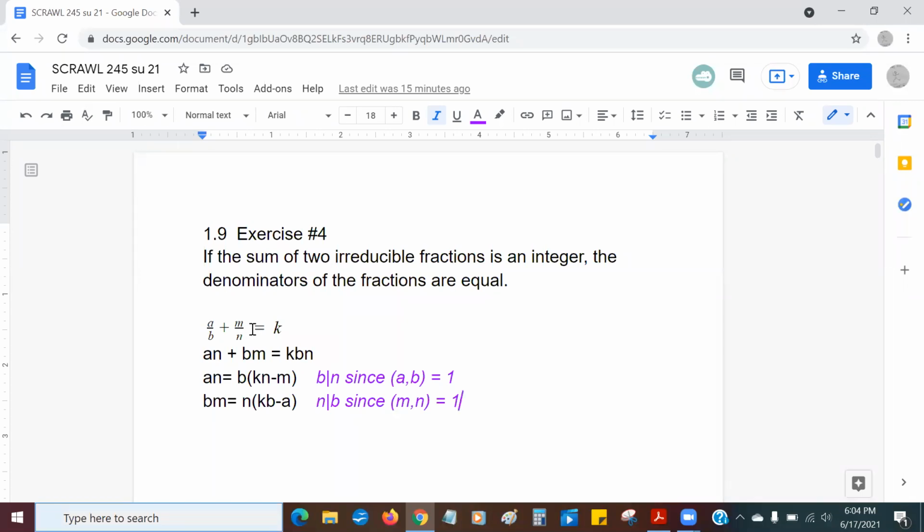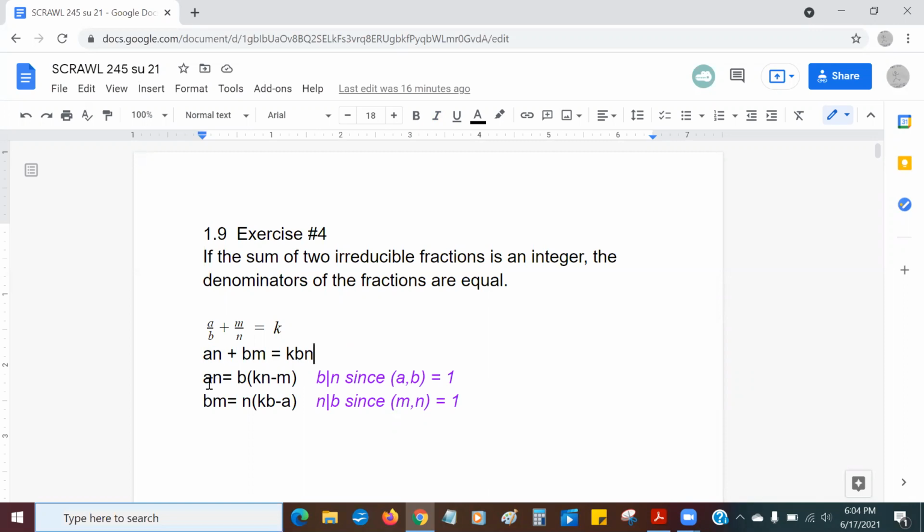Anyway, I'm going to take this first equation and multiply it by bn. So I get an plus bm equals kbn. All I did is take this top equation and multiply it through to get rid of the fractions. I didn't really need to make all these different equations, but to me it's just easier that way.